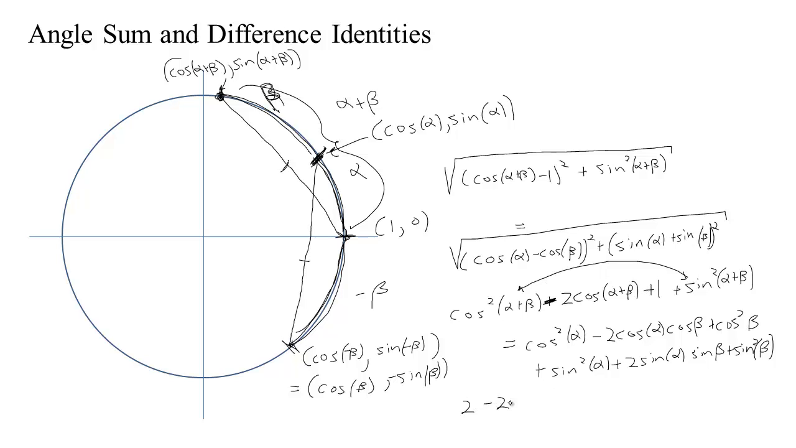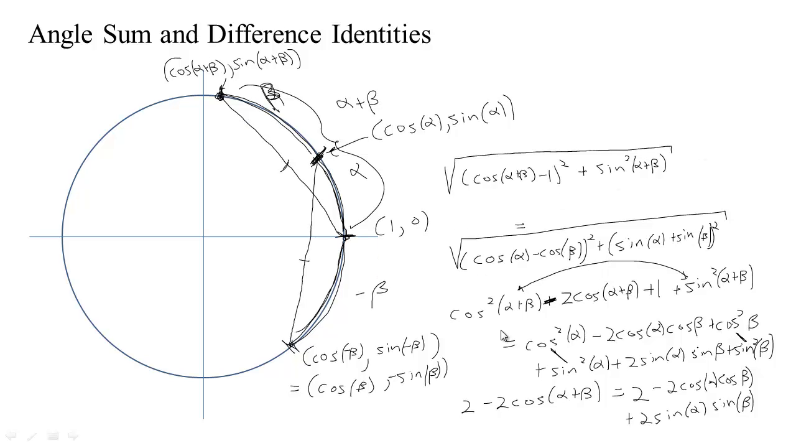So on the left we have 2 minus 2 cosine alpha plus beta equals, over here I have the cosine squared and the sine squared, both of alpha. That makes 1. Here I have the cosine squared of beta and the sine squared of beta, so that makes 1. So I've got here 1 plus 1 is 2. And the only things left are a minus 2 cosine alpha cosine beta and a plus 2 sine alpha sine beta.